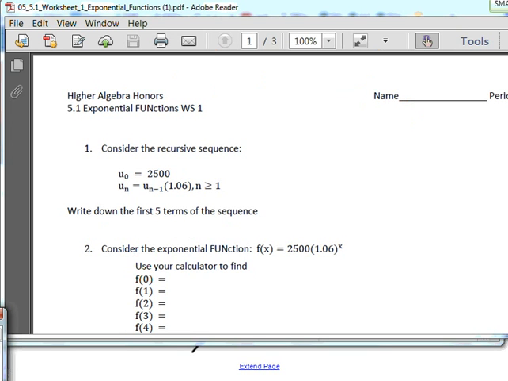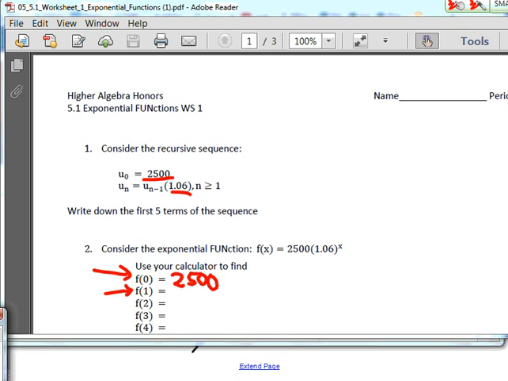5.1. Consider this recursive sequence. Write down the first 5 terms of the sequence. I'd be fine with you doing this in sequence mode. I'd be fine with you being smart enough to do this as a y equals. Either way, at the beginning, your first term is 2,500. No doubt about that. Then, when you stick in a 1 into the equation, that's the first term, you would take this and times it by 1.06. So you really could just take 2,500 times 1.06, couldn't you? Sure you could. And then you could just take that and times it by 1.06 to get the next number. So you really don't have to be in sequence mode. It's pretty easy.